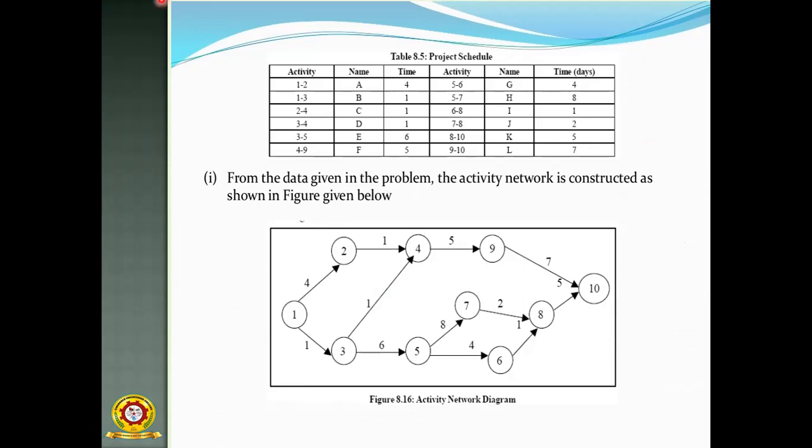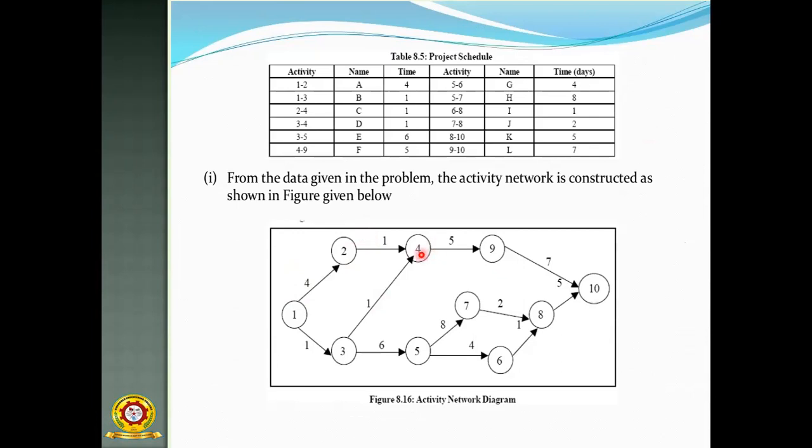You have to find out the TE and TL. Each and every activity has TE and TL values. First you have to find out the TE and TL values, and only then are we able to calculate the critical path. So for each and every activity there is a TE and a TL.